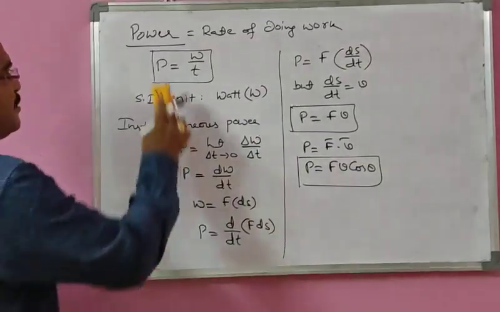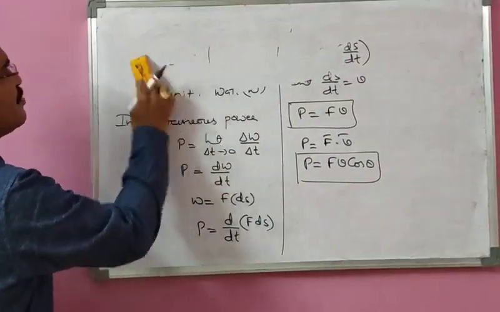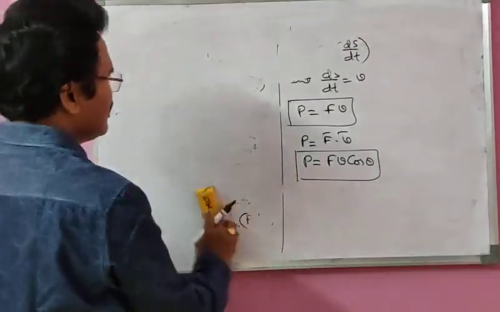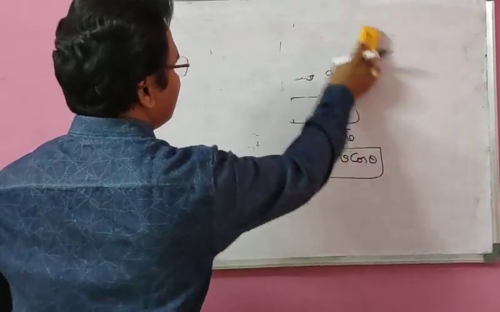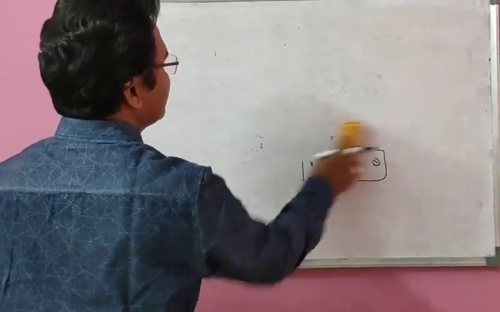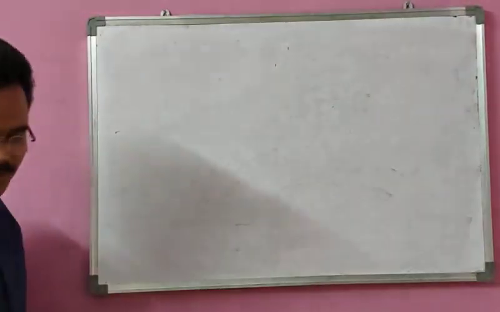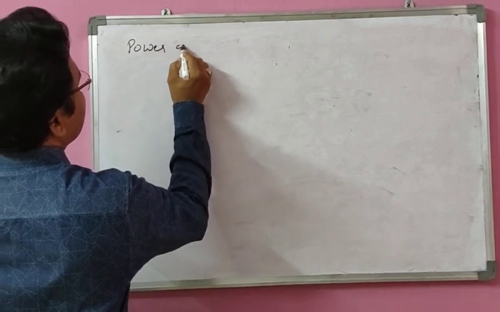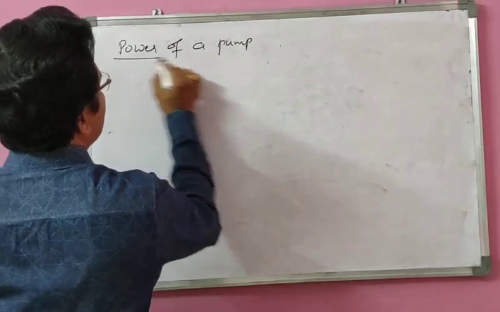Coming next, where is power normally used? Power is normally used for motors. Motors are used to lift water from a well and also to eject it. So here we are taking up the power of a motor, or better to call it, the power of a pump.